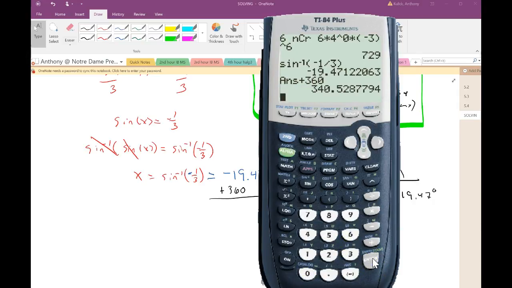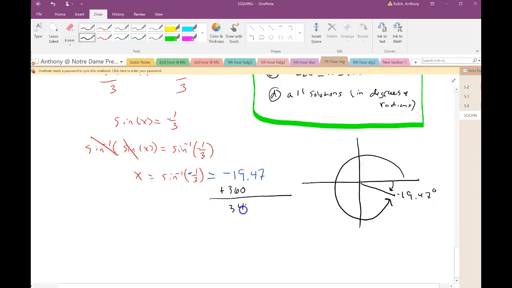So 340.53. That's one answer. Is everybody happy with how I got to that one? Okay. Now, remember, all silly turtles crawl. There's another place where sine is negative. What quadrant is that? Quadrant 3. So that angle, or that place where sine is also negative 1/3, is here.